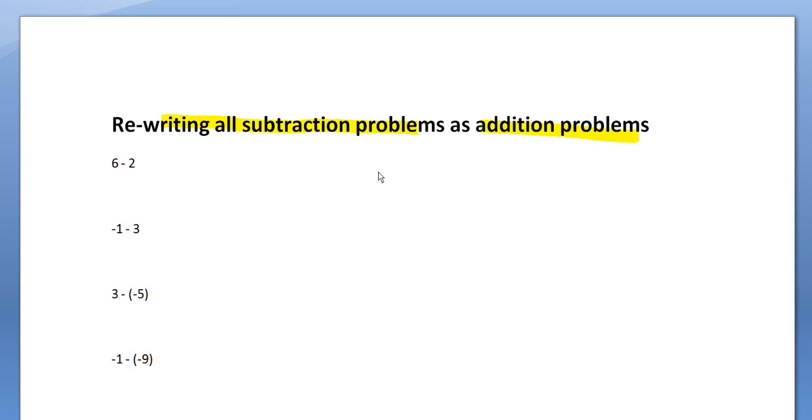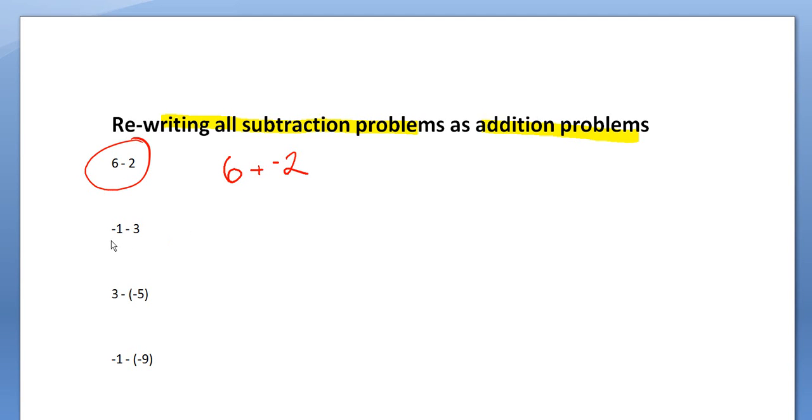So we're dealing with simple integers here, but this is a technique that I want you to keep using. So here we have the problem 6 subtract 2. We can take this subtraction problem and rewrite it as an addition problem, and it becomes 6 add negative 2. You notice there's one subtraction sign here and there's one negative sign here. There didn't suddenly become two subtraction signs or two negative signs. They are both just right there.